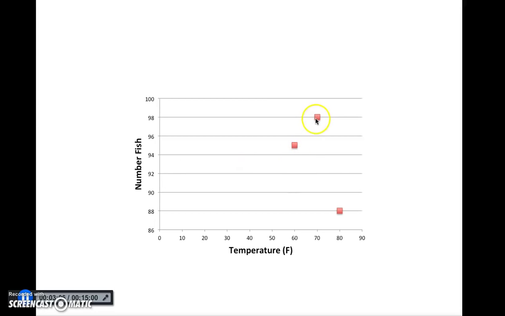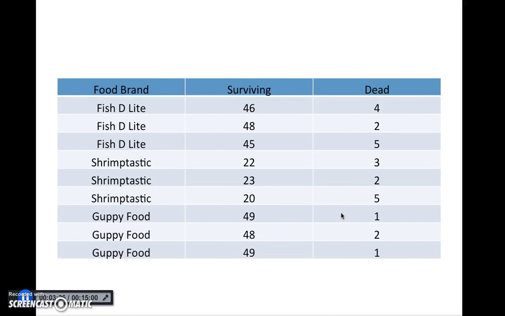Now we're just graphing the survival of my fish, and it's much easier to take a quick look at this and get an answer to my question of whether or not temperature affects survival of fish. Here it's suggesting that maybe 70 degrees is the optimal temperature, and that 60 might be a little cold and 80 might be a little hot to support fish survival. All right, let's go through another example. So here I've tried 3 different brands of fish food to feed my fish, Fish Delight, Shrimptastic, and Guppy Food.